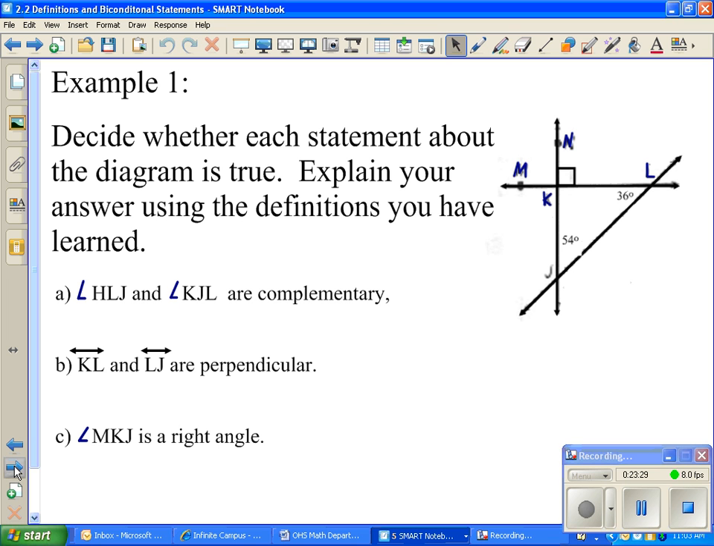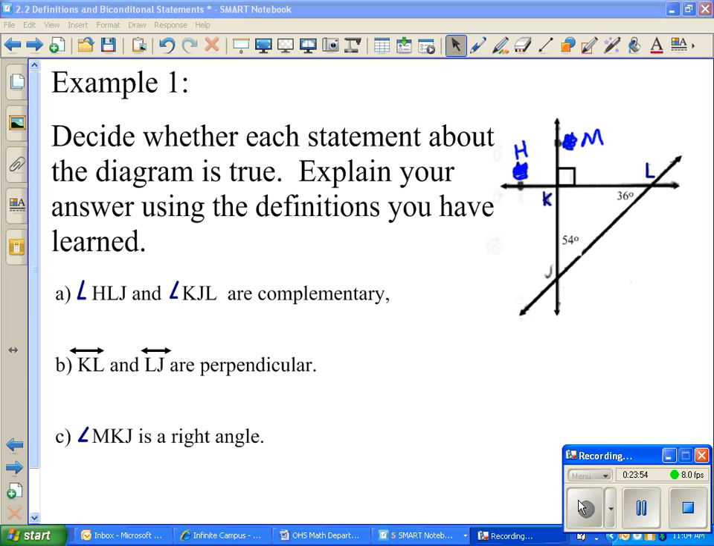So example 1, decide whether each statement about the diagram is true. Explain your answer using definitions you have learned. So, the angle HLJ. That's what I'm looking for. I think I might have miswrote it. So, we're looking at the angle HLJ. So this angle right here, which is 36 degrees. And the angle KJL, which is 54. They're complementary. There's two J's.